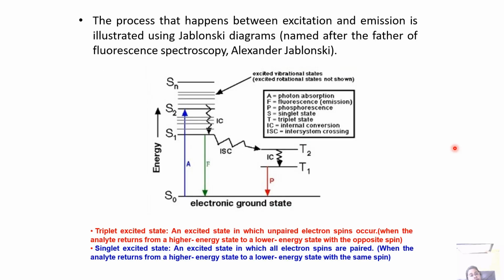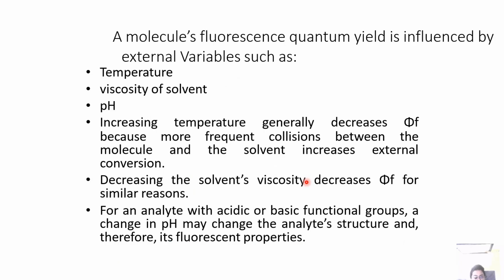Now the process that happens between excitation and emission is illustrated using a Jablonski diagram, named after the father of fluorescence spectroscopy, Alexander Jablonski. If you see the triplet excited state, it is an excited state in which the unpaired electron spins occur when the analyte returns from a higher energy state to a lower energy state with the opposite spin. Singlet excited state is the excited state in which all electron spins are paired, so the analyte returns from a higher energy state to a lower energy state with the same spin.